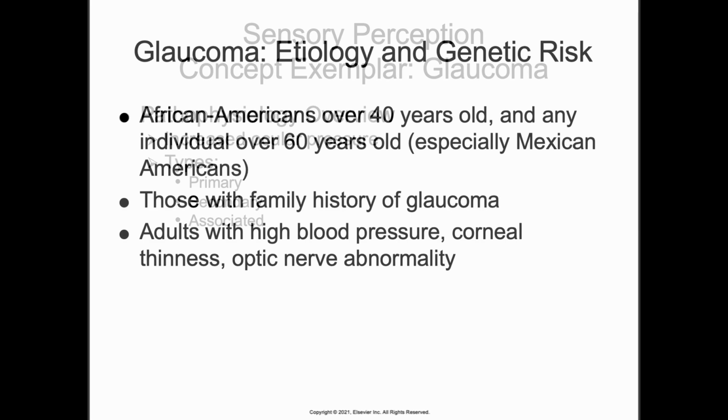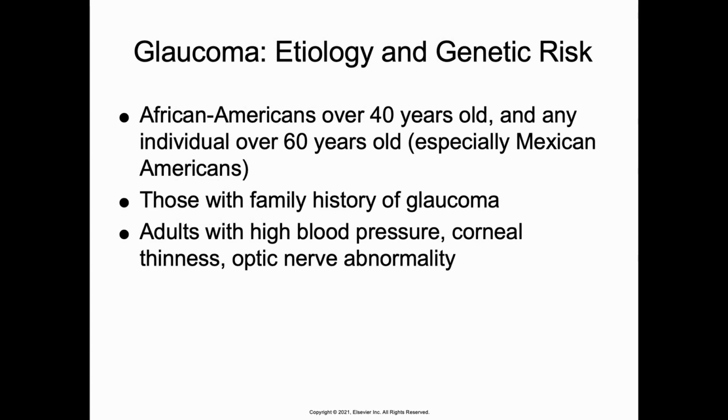Who gets it? African Americans over 40 years old and any individual over 60 years old, especially Mexican Americans, those with a family history of glaucoma, and adults with high blood pressure, corneal thinness, optic nerve abnormalities. It's very common these days. You'll meet somebody with glaucoma in their history. Same thing with cataracts. Most common cause of blindness in North America, and there are 3 million adults with it. Scary. It's a lot of people.